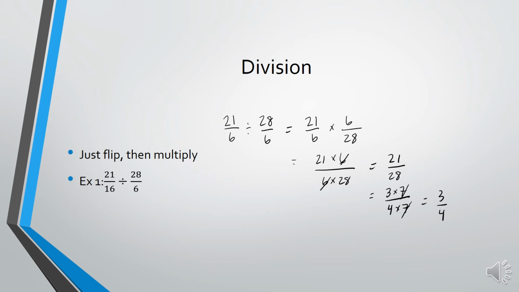And I do want to say something very quickly. What if you were dividing by something like 2? So what if I was doing 1/4 divided by 2? Well, keep in mind that any whole number is the same as that whole number over 1. So dividing by 2 or multiplying by 2, rewrite it as 2 over 1. Just keep that in mind in case it comes up.